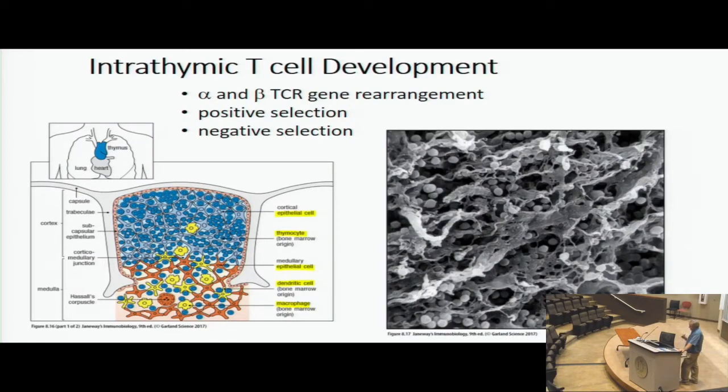So the processes that occur inside the thymus are the T cell receptor gene rearrangement, and then we have positive selection followed by negative selection. And those, as we'll see, are very important in shaping the repertoire of those T cells. We don't want any autoreactive T cells. Remember, they produce a huge repertoire of billions of receptors, and what we have to do is weed out the ones that are no good.